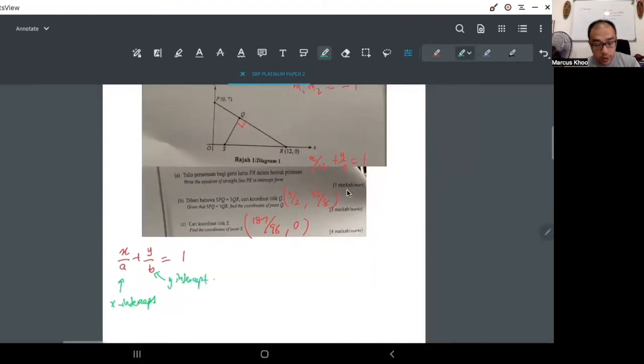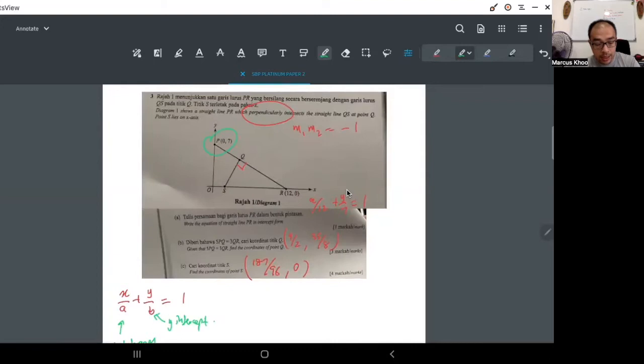Okay, so we know that this is b, and this is a. That's why the answer is x over 12 plus y over 7 equals 1. This is a 1-mark question. It's only a knowledge-level question: either you know or you don't know. So be very careful with this.